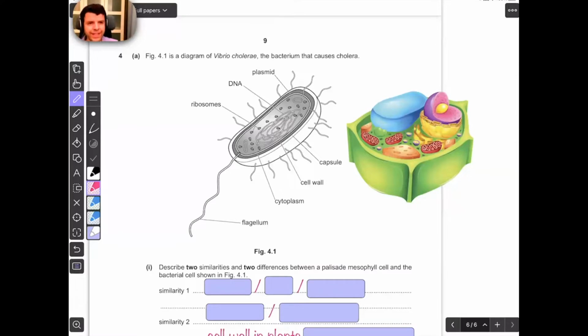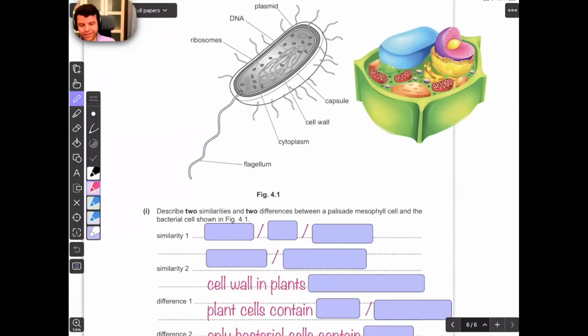A plant cell. One second, I'm just reading someone. Yeah. So what am I going to say first?